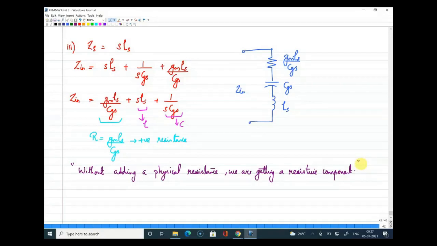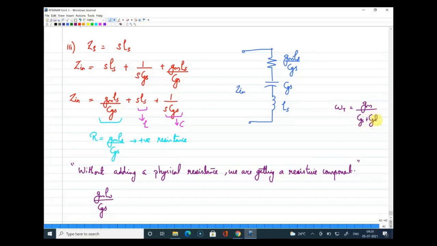So without adding a physical resistance, we are getting a resistive component. Now, what should we do? Since you have an R, L, and C, what I need is for the input impedance to be matched to 50 ohm. The resistance here is Gm Ls by CGS, which is related to the unity gain frequency. We'll define this as Gm by CGS plus CGD. I hope this is familiar to you.